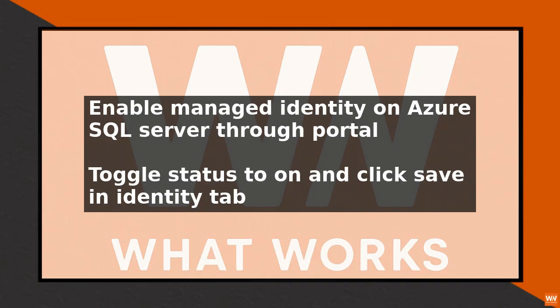First, you need to enable Managed Identity on your Azure SQL Server. You can do this by going to the Azure portal, navigating to your SQL Server, and clicking on the Identity tab. Then toggle the status to on and click Save.